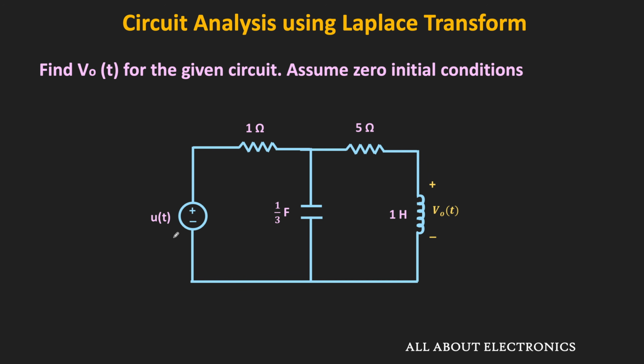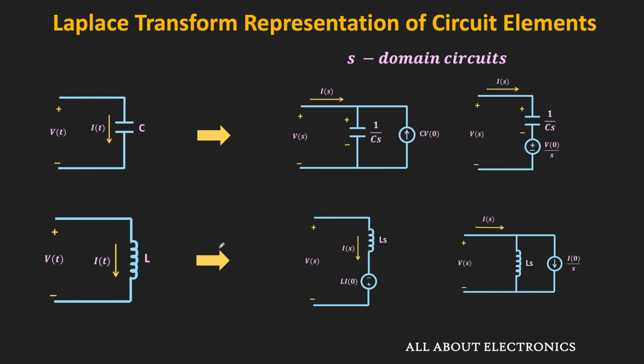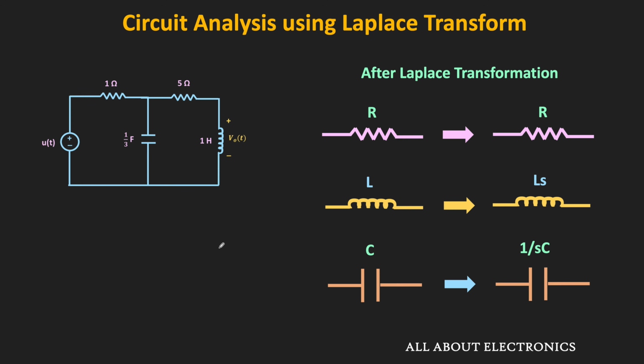As you can see over here, the voltage to the circuit is the unit step function. That means before the time t is equal to 0, the value of this voltage source is equal to 0. And at time t is equal to 0 plus, it will provide 1 volt of constant voltage to the circuit. So first of all, let us find the equivalent circuit in the S domain. Earlier, we have already seen how to represent the basic circuit elements in the S domain. But here, since the initial conditions are 0, we can say that the equivalent S domain representation for the inductor will be equal to Ls. Similarly, the equivalent S domain representation for the capacitor will be equal to 1 divided by Cs.